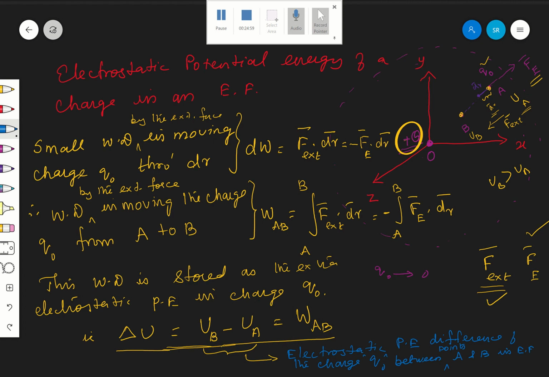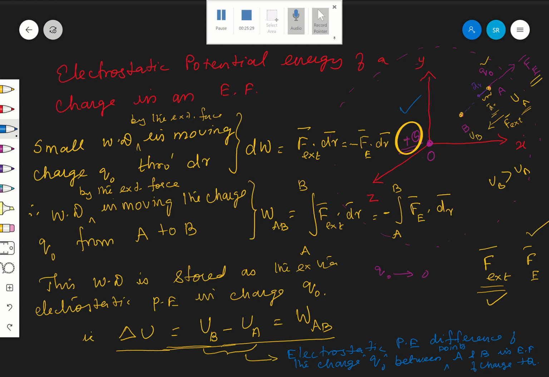Electric field produced by the charge of plus Q. I think I'm writing everything. See, the electrostatic potential energy difference of the charge Q naught between the points A and B in the electric field produced by the charge of plus Q. Are you following? According to this diagram, the source is plus Q. Clear? Okay.